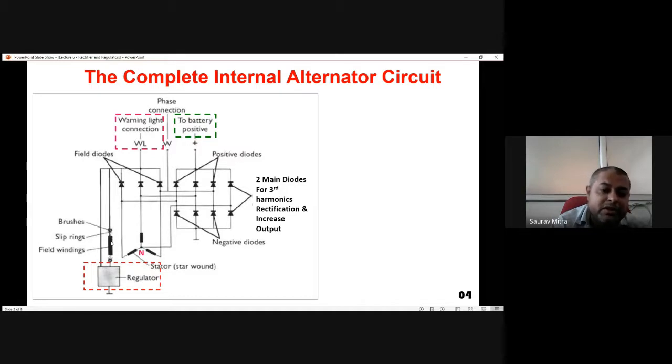What is meant by field coil? This is the coil at the rotor of the alternator, which is used to create the magnetic field inside the alternator rotor. And this is the supply voltage which is connected to this field coil of the alternator. Hence, as these diodes are generating field current, these diodes are called field diodes.